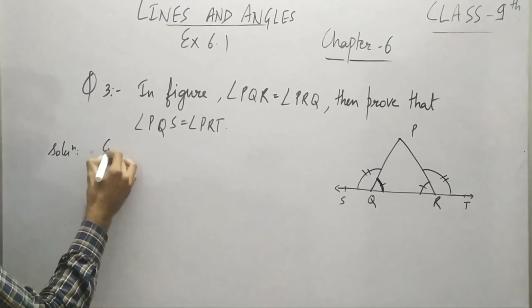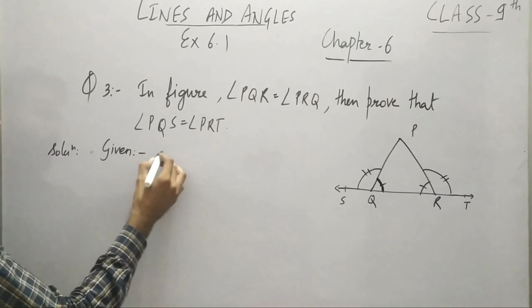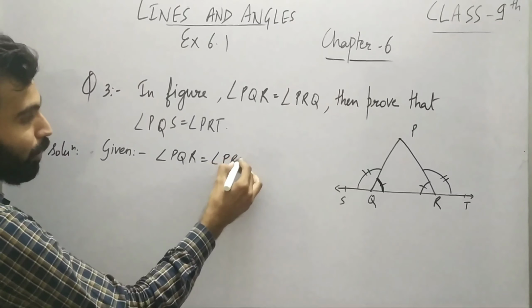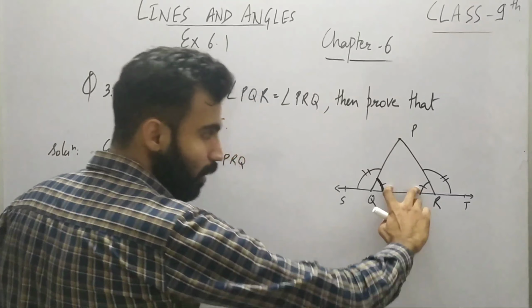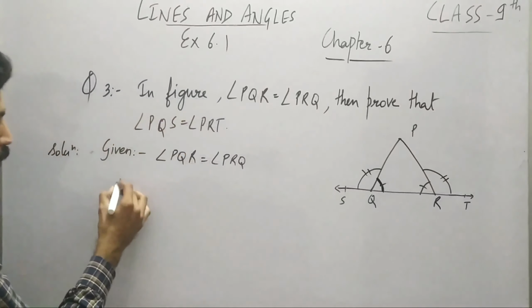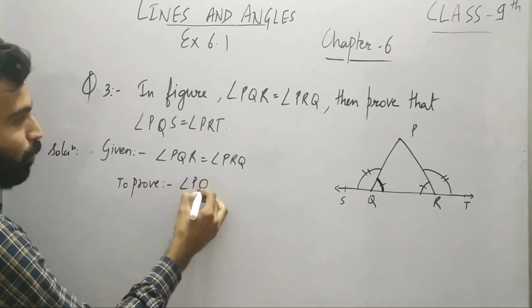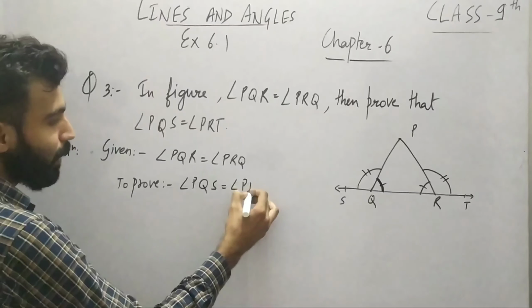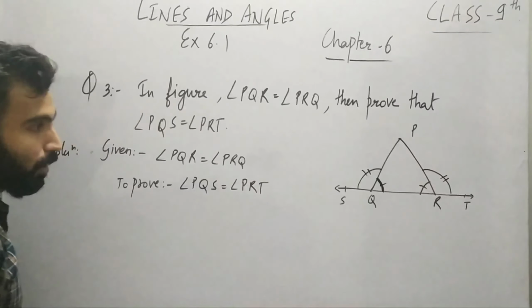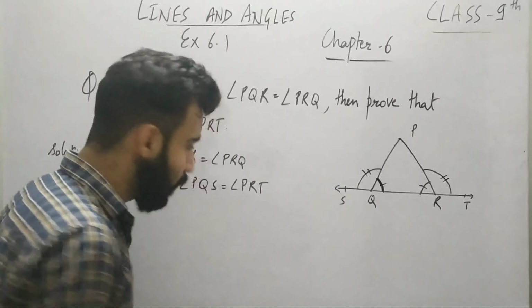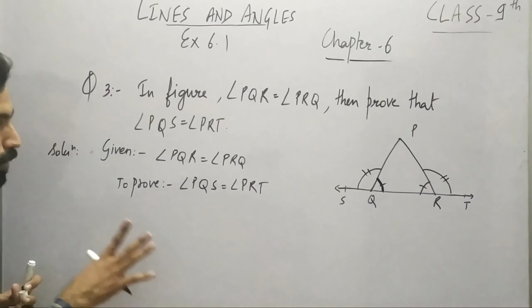So let me just write the given here. It is given to us that angle PQR is equal to angle PRQ. That means the inner ones. So these are two equal angles, right? Also to prove is that angle PQS is equal to angle PRT. Getting my point? So we have to prove that PQS is equal to PRT. Right? So let's move step by step.